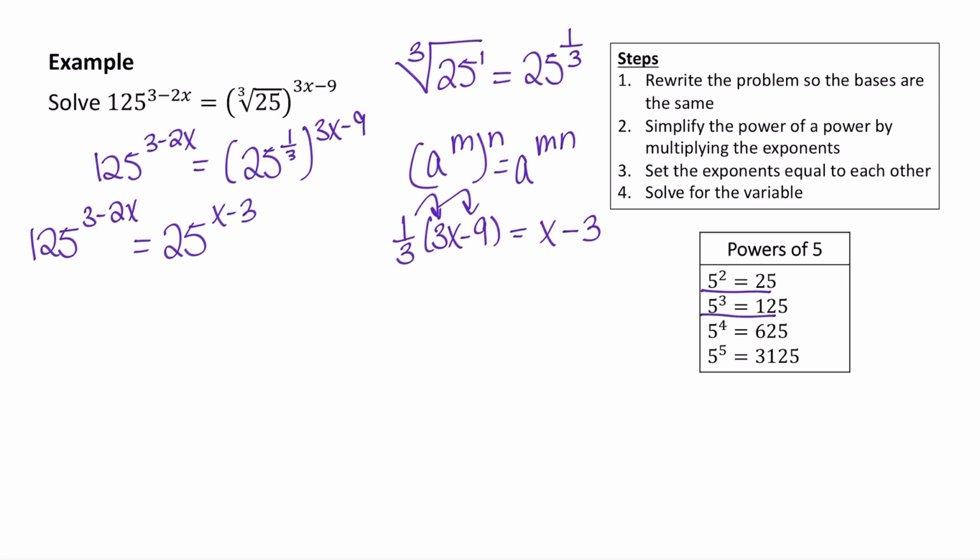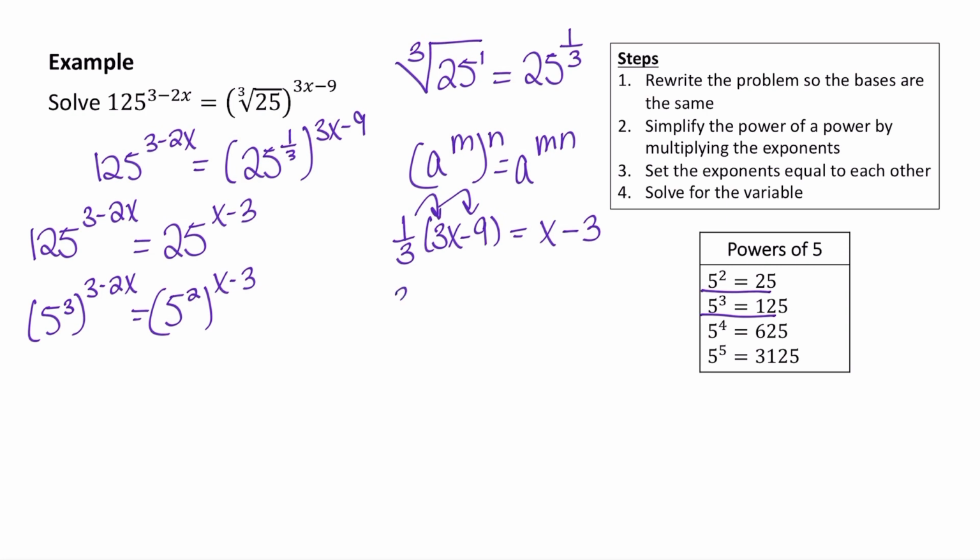So I can rewrite these both as powers of 5. So the 125 is going to be 5 cubed, and then that's going to be raised to the 3 minus 2x power. And the 25 is going to be 5 squared, and that's going to be raised to the x minus 3. So now I'm going to multiply these exponents together.